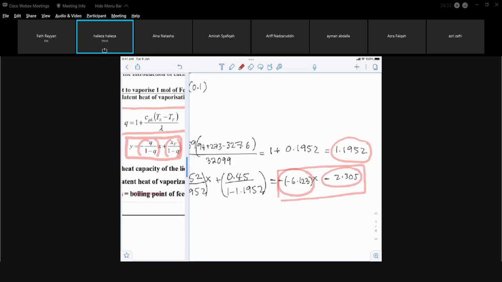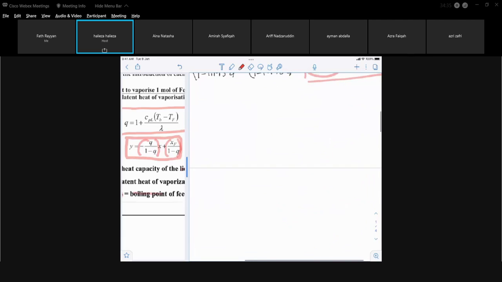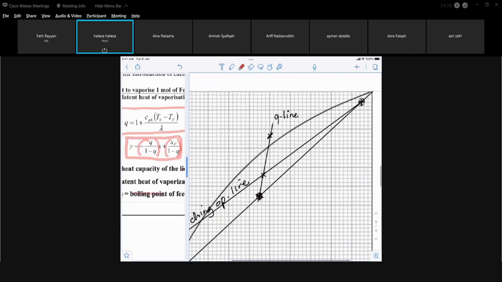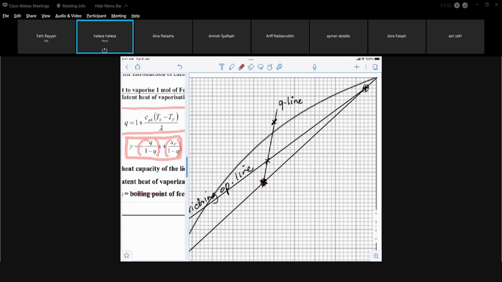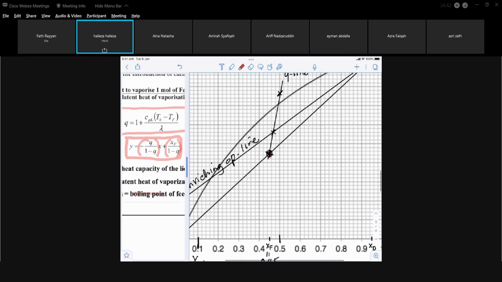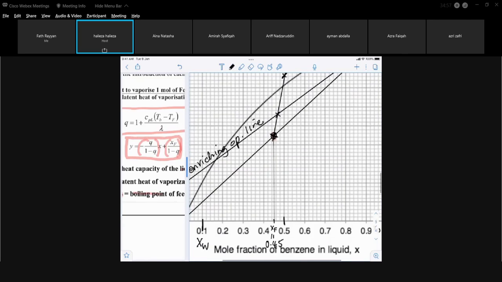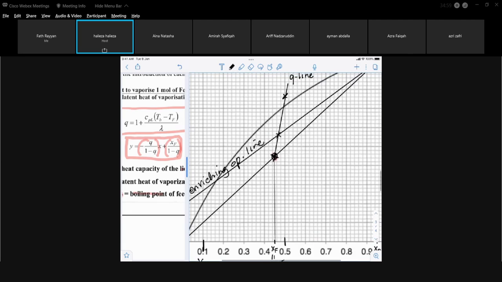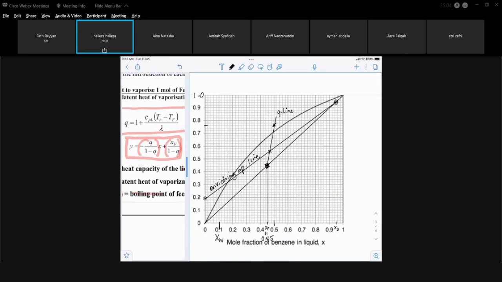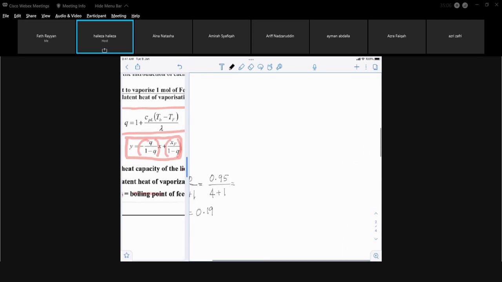When you want to draw your q line, let's look at our graph. You will start at the 45-degree line at the composition of your feed. This is your feed composition. I'm going to draw a straight line there. That's the composition of your feed, 0.45. So on the 45-degree line, you have your first point. For the next point, you use either the y-intercept or the slope.